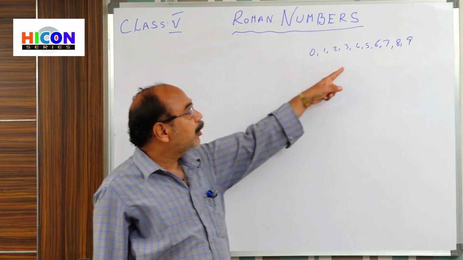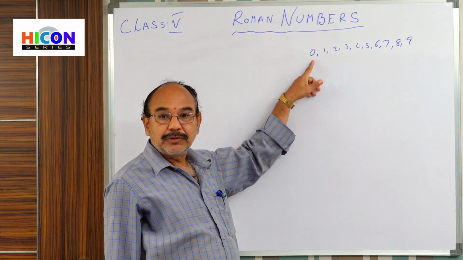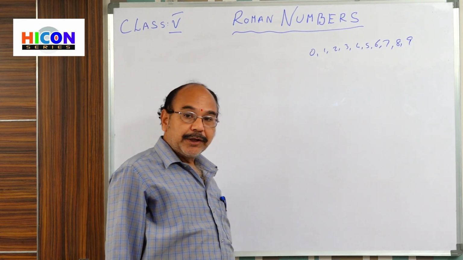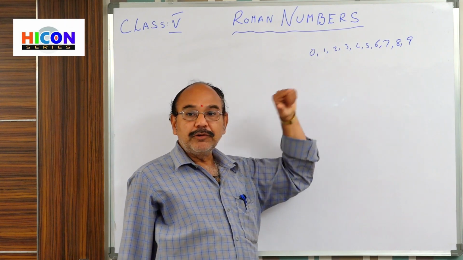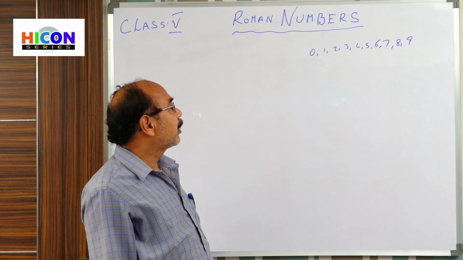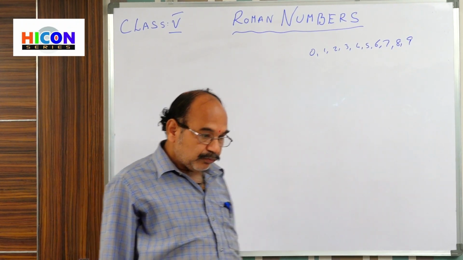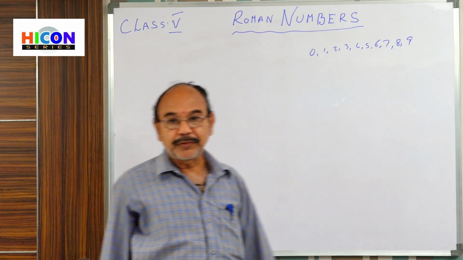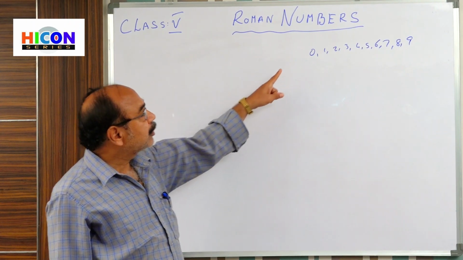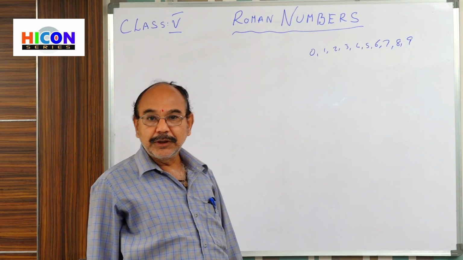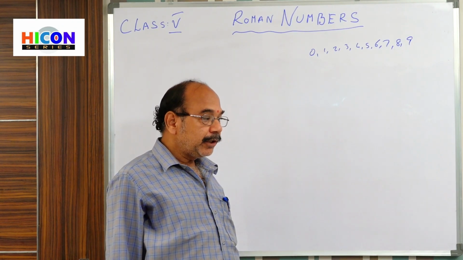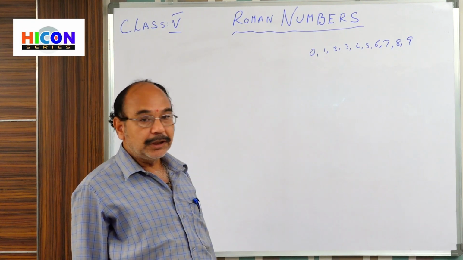In all these 10 numbers, what is the smallest one? 0 is the smallest one. Okay. And using these 9 digits, we can write any big number. Now, this is called the Indian system. In the Indian system, how many numerals are we using? 10 numerals we are using. And what is the use of these 10 numerals? We can write any big number using these 10 numerals.